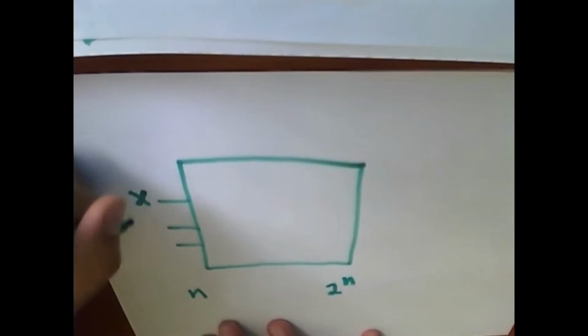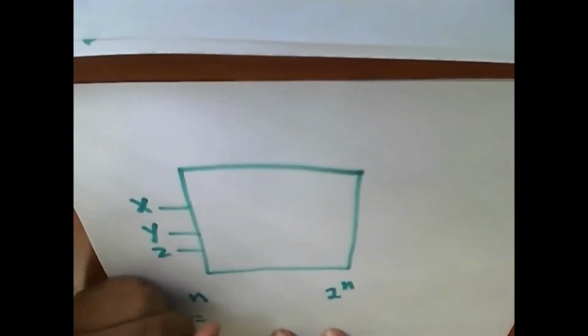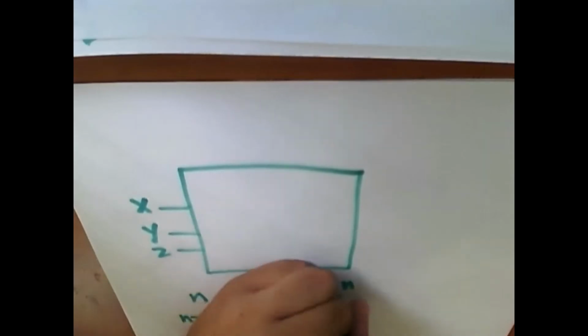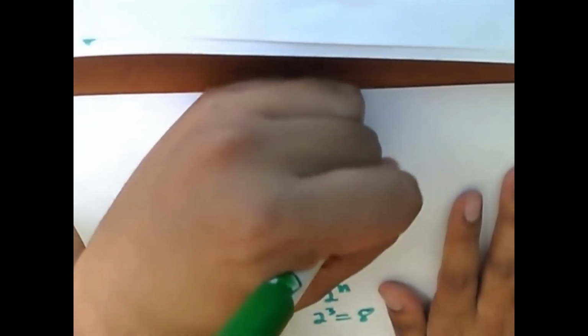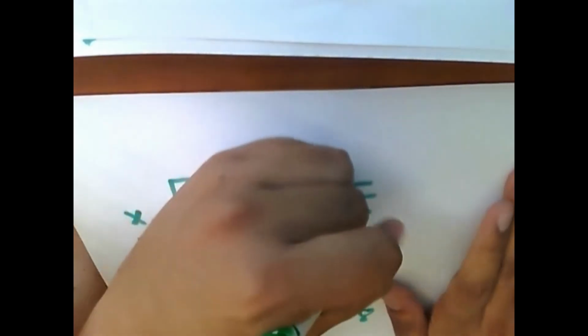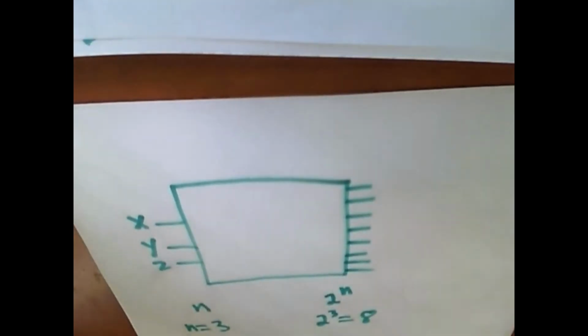So let's call these inputs x, y, and z. With n equals 3, you know that you're going to have 2 cubed equals 8 outputs. This means your outputs are going to be 0, 1, 2, 3, 4, 5, 6, and 7, respectively.